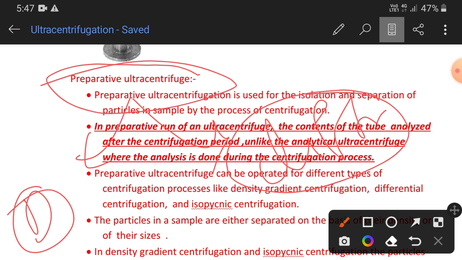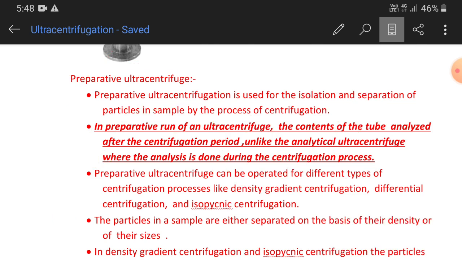And in differential centrifugation, by increasing the speed of the centrifuge rotors and by increasing the time of the centrifugation, we are separating different molecules on the basis of differences in sedimentation rate. And when we are doing all these things at a very high speed to separate more delicate particles, we can call it a preparative ultracentrifuge. So that is the idea.